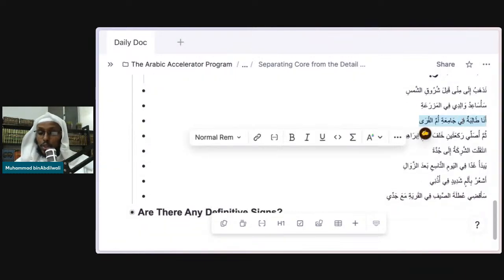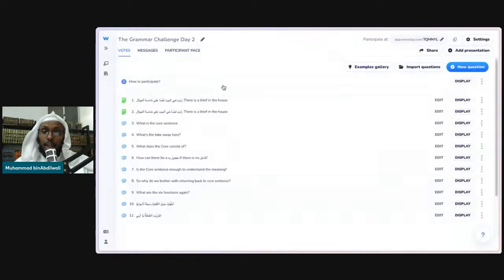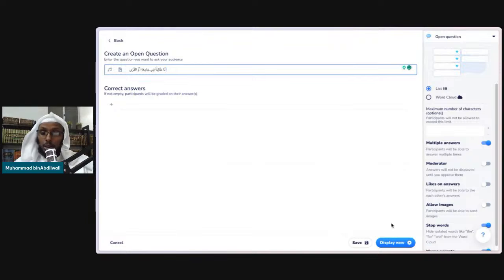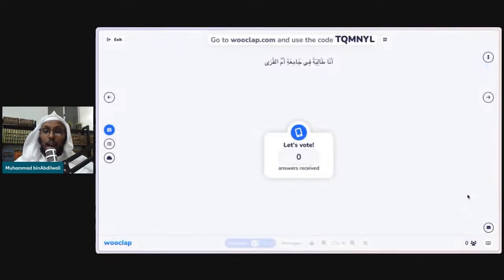أنا طالبة في جامعة أم القرى. Don't worry if you're struggling, you'll get the hang of it. Practice makes perfect. Trust me, it'll become easy soon. أنا طالبة في جامعة أم القرى. What is the core sentence here? Okay, أنا طالبة.